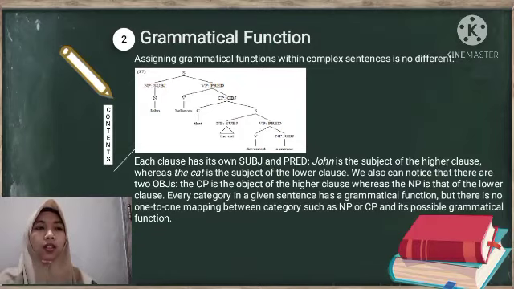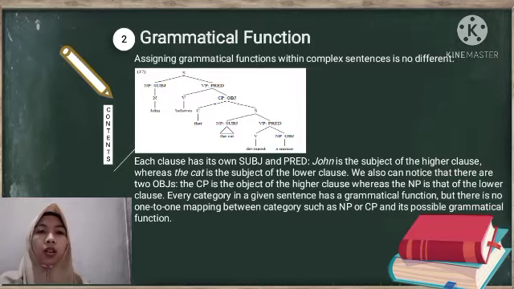Each clause has its own subject and predicate. John is the subject of the higher clause, whereas the cat is the subject of the lower clause. We also can notice that there are two objects. The clause is the object of the higher clause, whereas the noun phrase is that of the lower clause. Every category in a given sentence has a grammatical function, but there is no one-to-one mapping between categories such as noun phrase or clause phrase and its possible grammatical function.